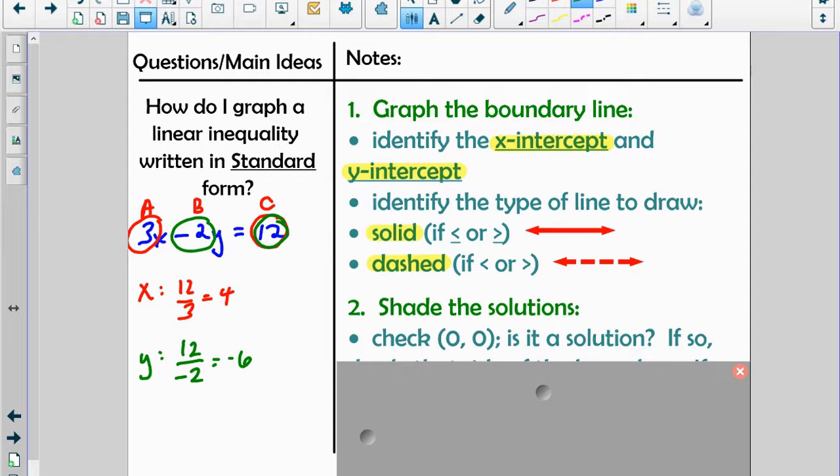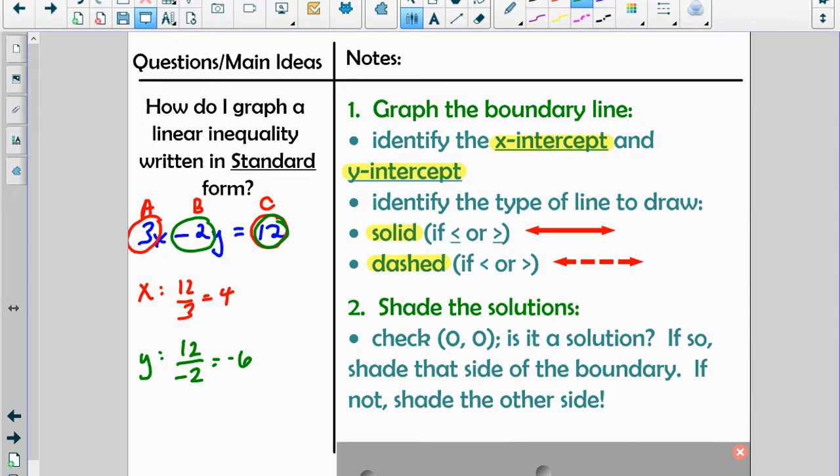Keep in mind the shaded side contains all of the solutions. So if 0, 0, or the origin, happens to represent a solution, we shade that side of the line, whatever side has 0, 0. If 0, 0 is not a solution, that means it's a non-solution as well as every other ordered pair on that side of the line. So the solutions would have to be on the opposite side of that line, so we shade the other side. All right. So very similar process for what we did the previous couple of days. We want to graph the boundary line. Make sure you check to see what type of line that you should draw. And we want to shade the half plane that contains all of the solutions.